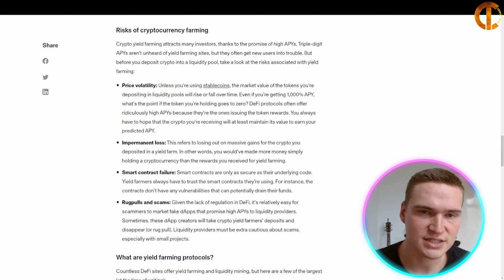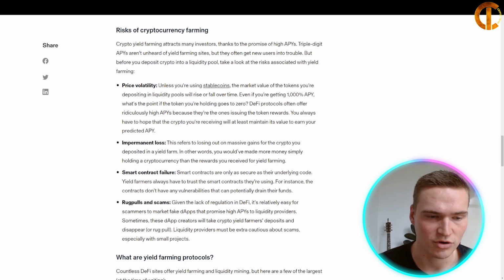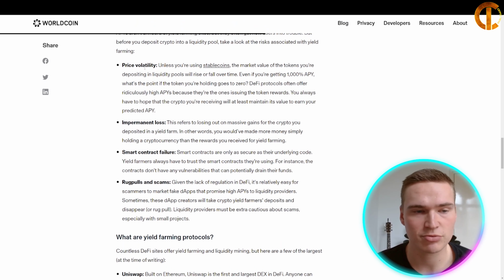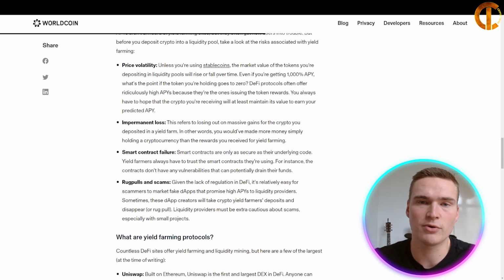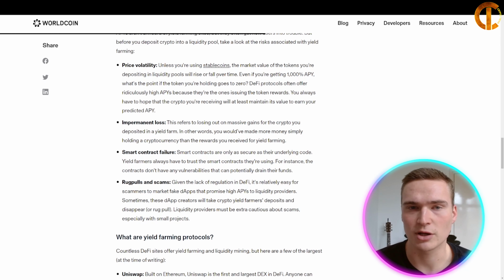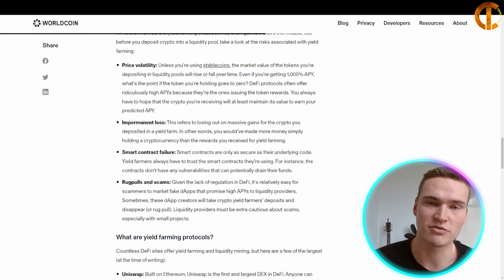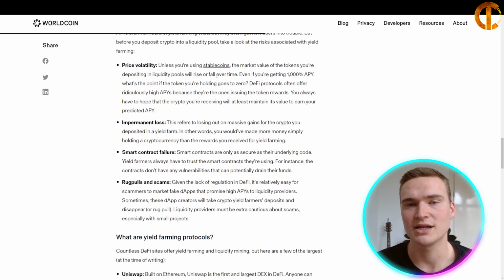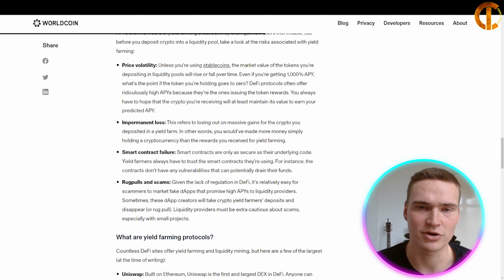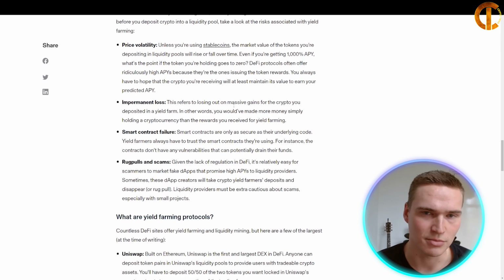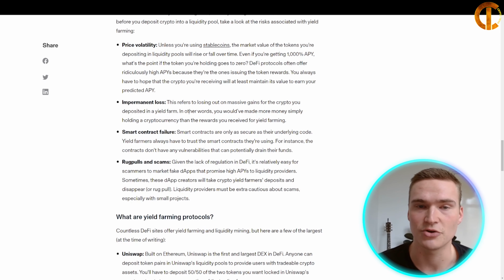Now, there are risks to cryptocurrency farming or yield farming. I will be talking about four. So there's price volatility. Usually when you deposit a token into a liquidity pool, that's a token that is very volatile, and you lock it up. So if it drops massively in value, it's locked up. It will take some time before you can get that back. And then all of a sudden you can lose some money, whereas first you might have been able to sell it at an earlier price.